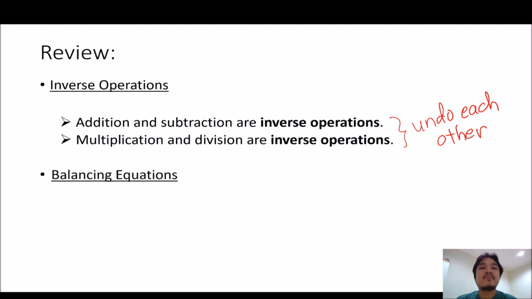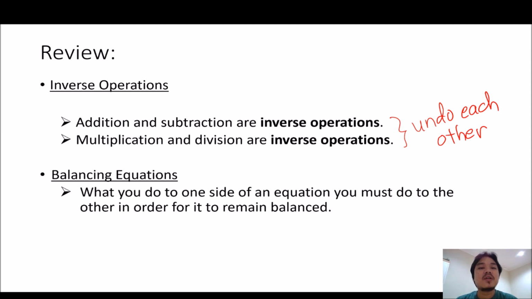Second concept, balancing equations. In order for an equation to maintain the balance, you need to remember that what you do to one side of an equation, you must do to the other in order for it to remain balanced. In short, whatever you put on the left-hand side of the equation, you need to put also on the right-hand side of the given equation.